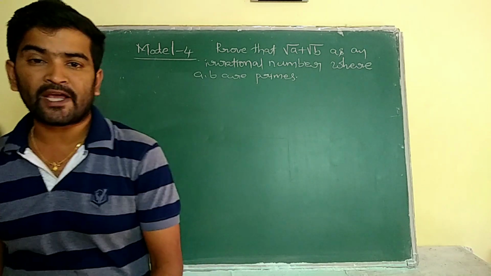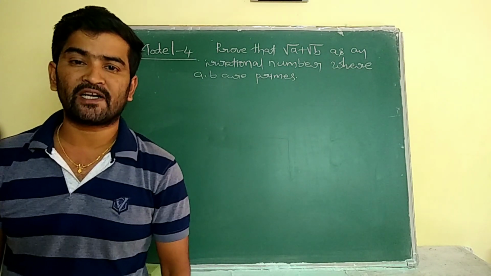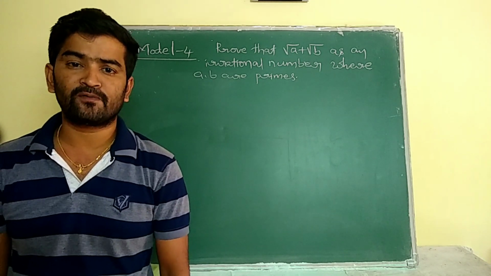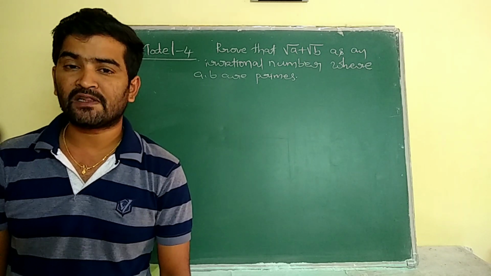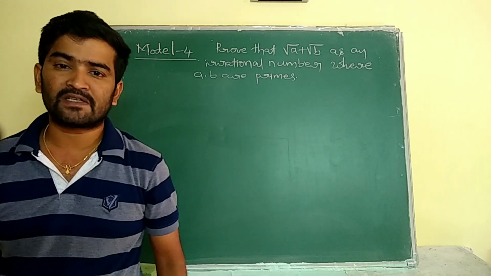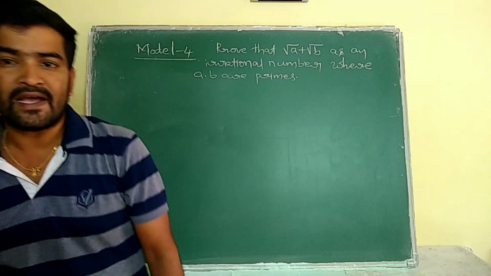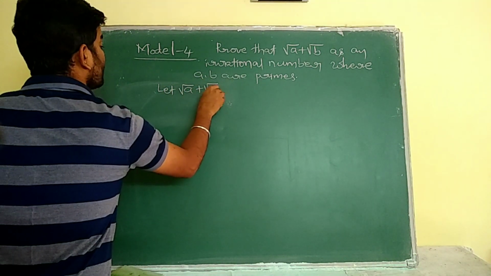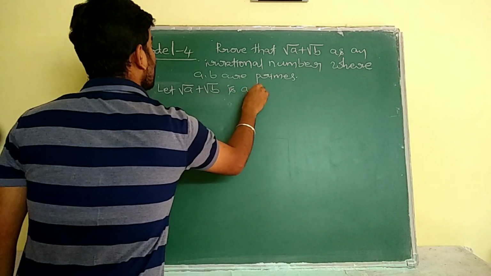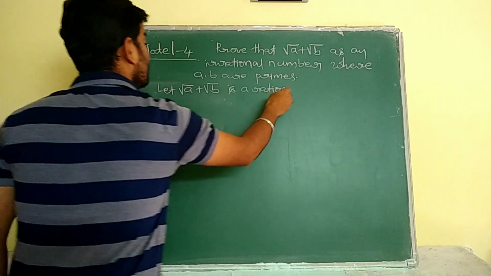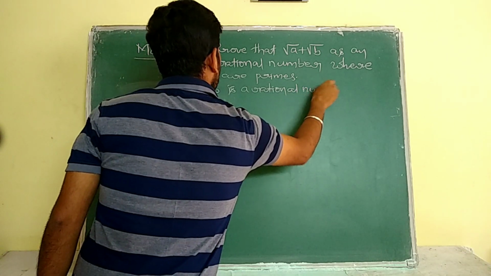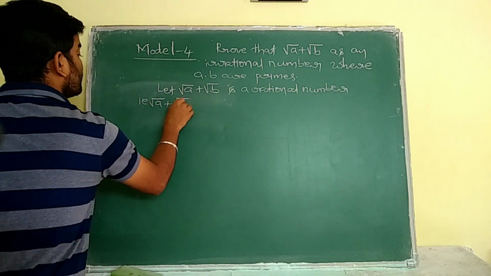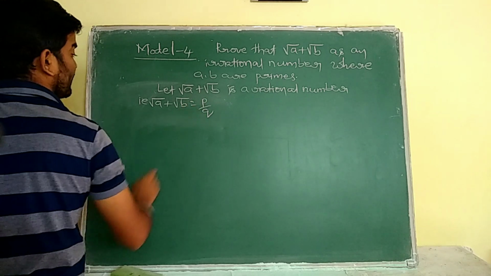As we know, root a plus root b is an irrational number, but we have to prove that. In that case, we are going to use the proof by indirect method, or proof by contradiction method. Both are the same. As usual, firstly we have to assume that root a plus root b is a rational number. Let root a plus root b be rational, so root a plus root b is equal to p by q.